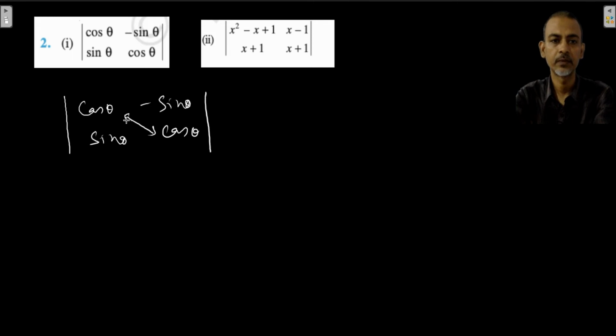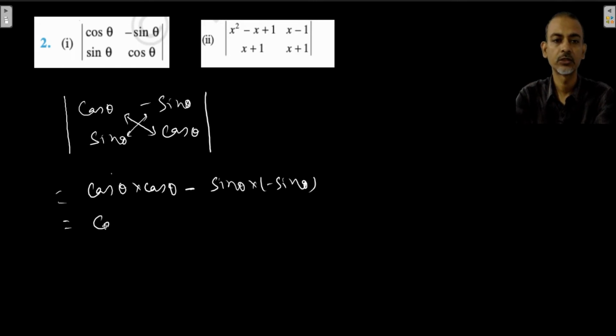We first multiply cos theta to cos theta, so cos theta into cos theta, and then we subtract the product of sin theta and minus sin theta. So you've got cos square theta here, and then minus sin theta times minus sin theta, so this will become plus sin square theta. We know that cos square theta plus sin square theta is 1. So this will be your answer.